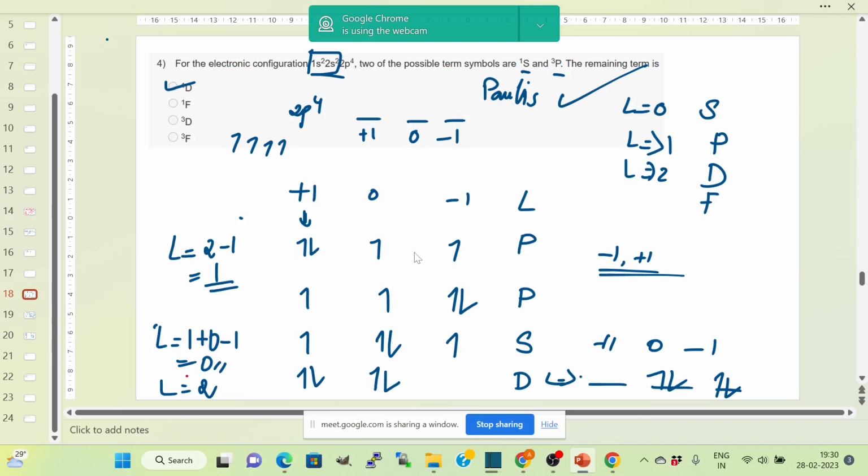So these are all the possible configurations. I am not saying that this is a stable one or this is a stable one, but the electrons can be like this. So there are different configurations possible.